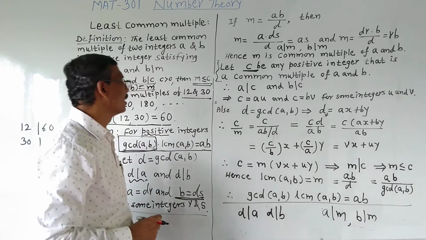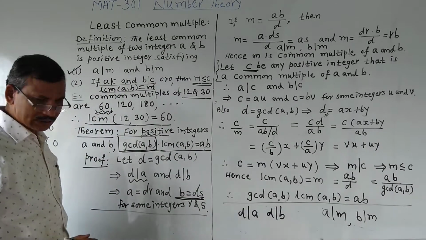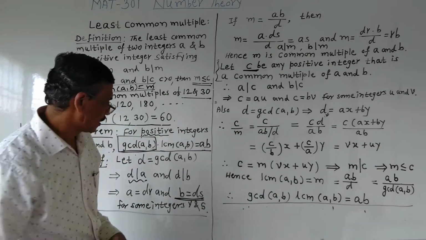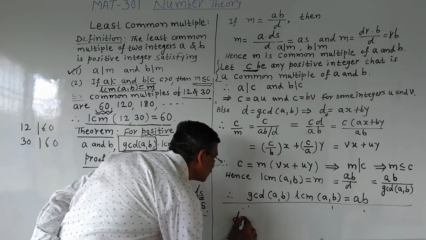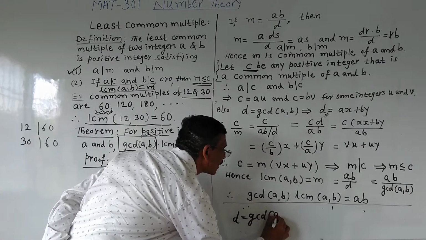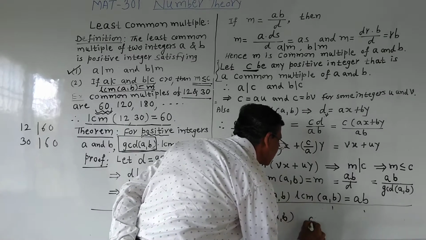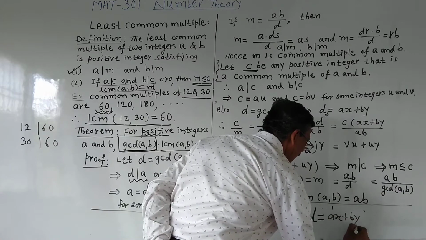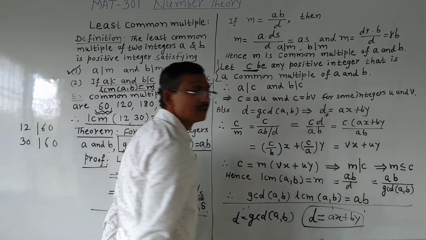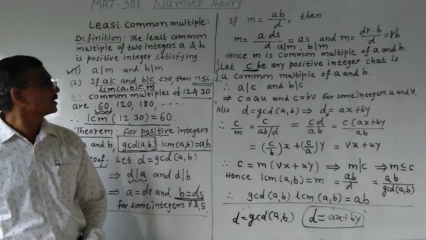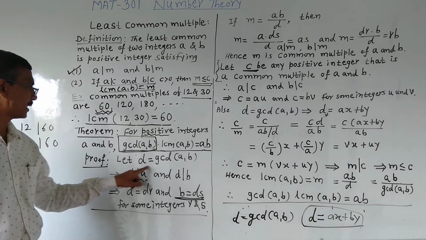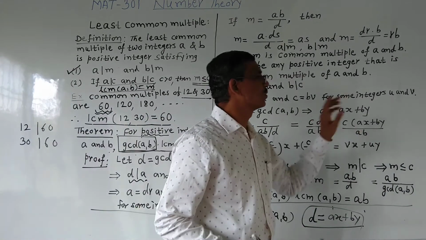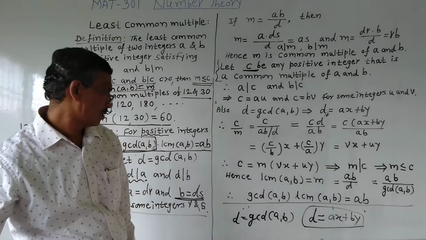Now we know that for the greatest common divisor of two integers, if d is equal to the greatest common divisor of a and b, then there exist integers x and y such that d is equal to ax plus by. Already we have proved this result as a theorem. And using this result, as d is the greatest common divisor of a and b, this implies d equals ax plus by. Okay?